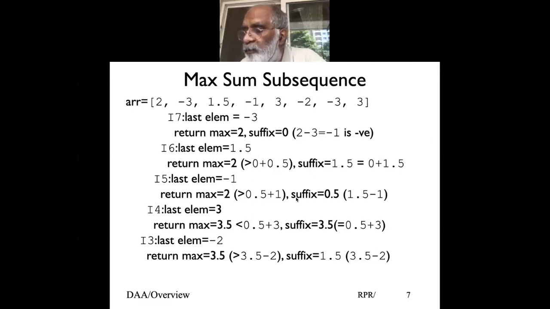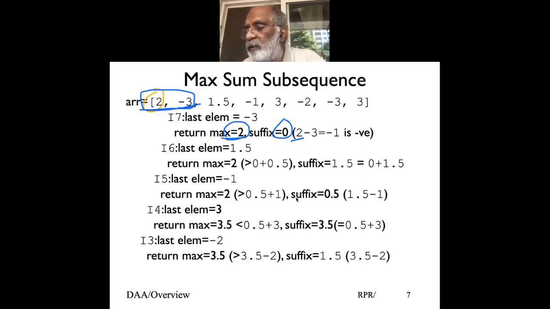Now, when this has given me a solution, let's look at the second element, minus 3. Suffix is 2, and if I add minus 3 to it, it becomes minus 1. So I'll set suffix to 0. And that means my max still remains 2. Max does not change. So I've got a solution now for the array size of 2, where max is 2 and suffix is 0.